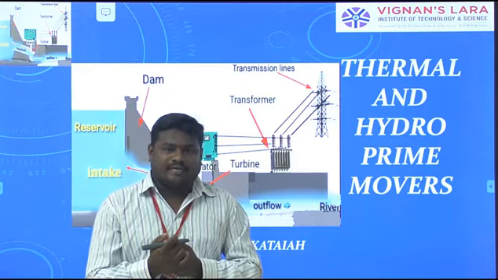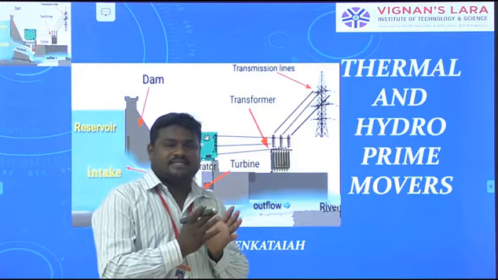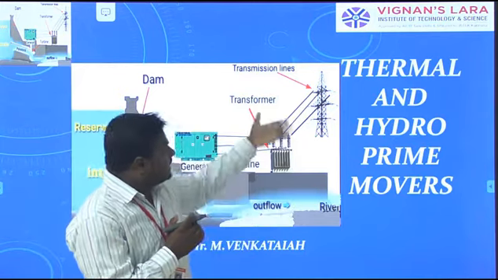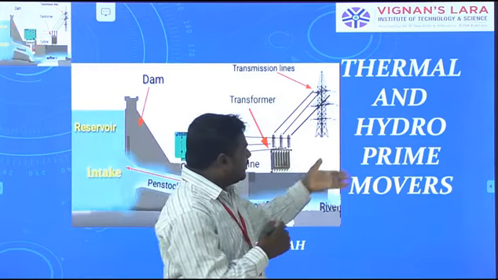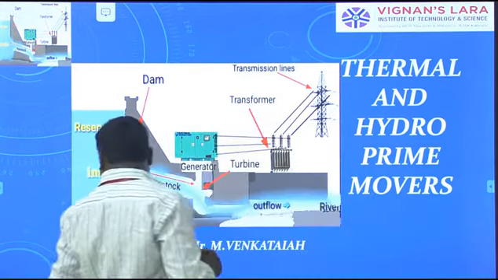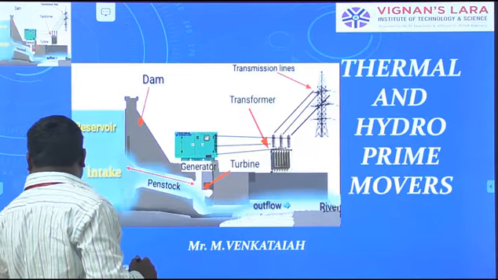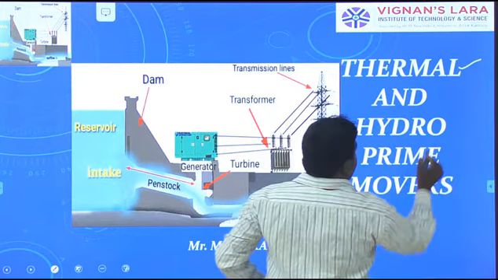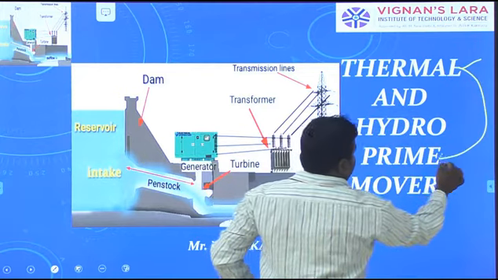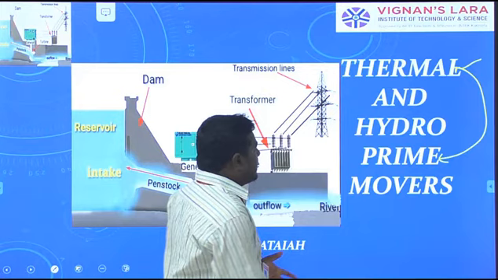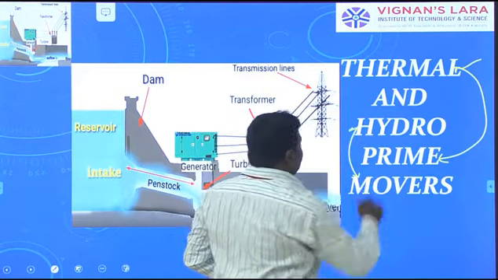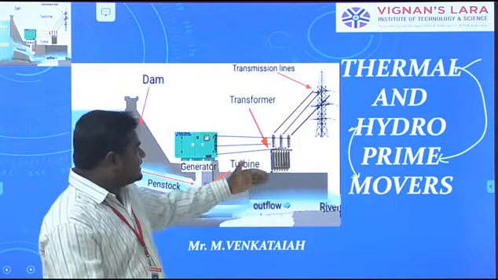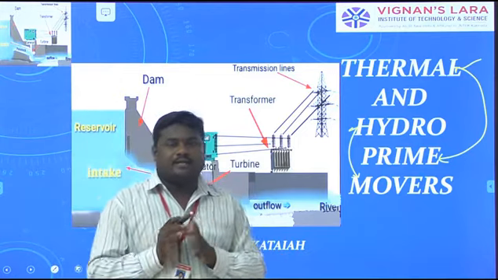Now I am going to explain the second part of this subject, thermal and hydro prime movers. The thermal prime movers are already over. Coming to the hydro prime movers, these are the 3 units, that is the 4th unit, the 5th unit and the 6th unit. This is part B.